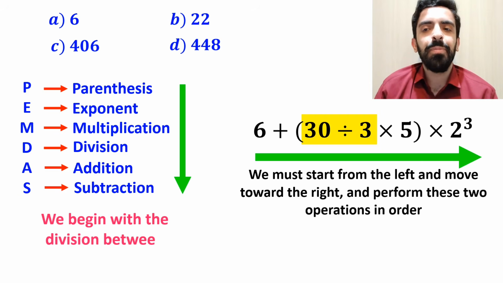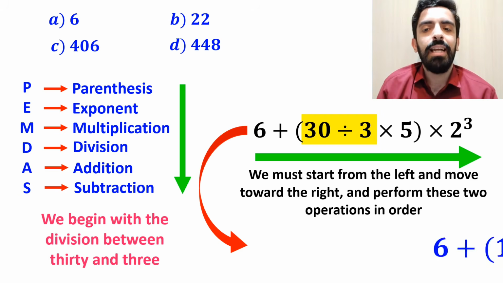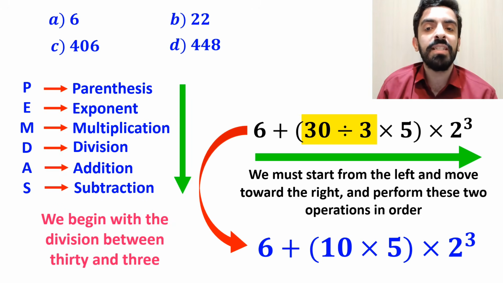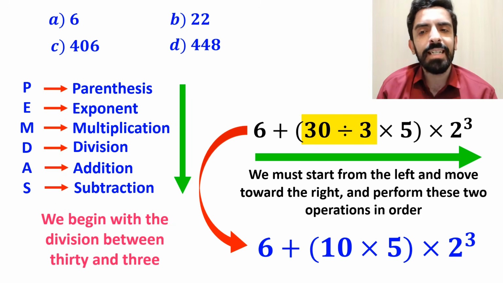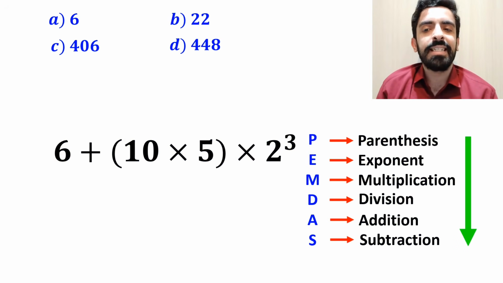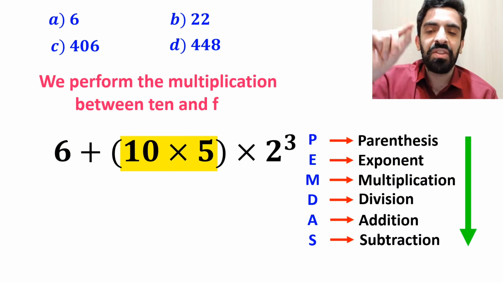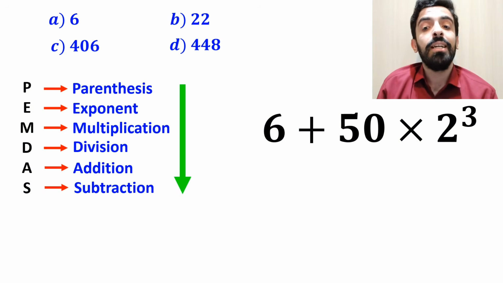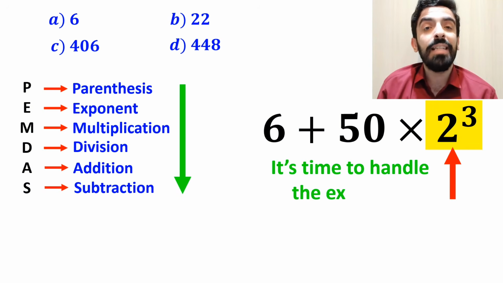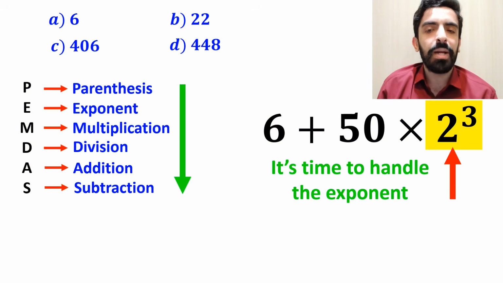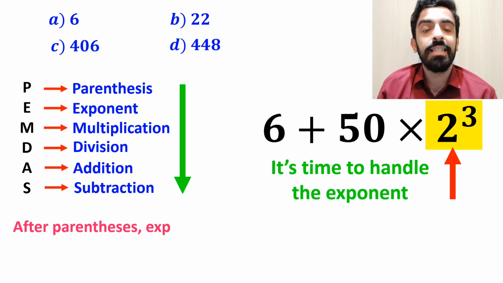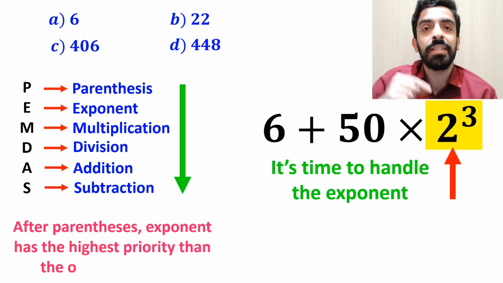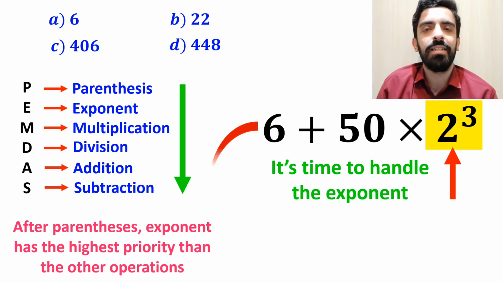So, we begin with the division between 30 and 3, and this expression simplifies to 6 + 10 × 5 inside the parentheses, then multiplied by 2³. And the next step, we perform the multiplication between 10 and 5 and write this expression as 6 + 50 multiplied by 2³. And the following step, it's time to handle the exponent, because according to the PEMDAS rule, after parentheses, exponent has the highest priority compared to the other operations.